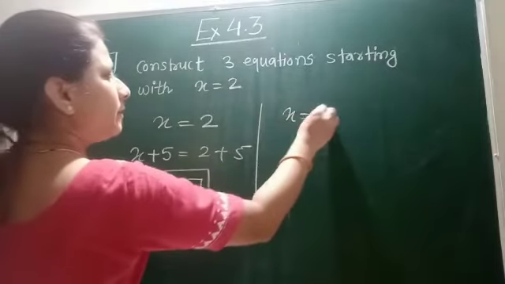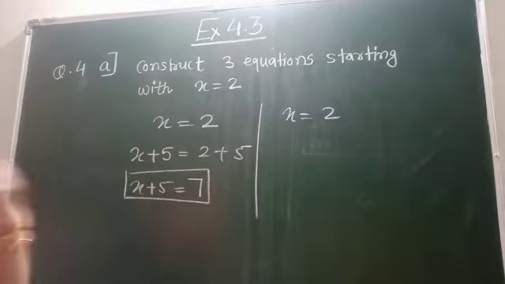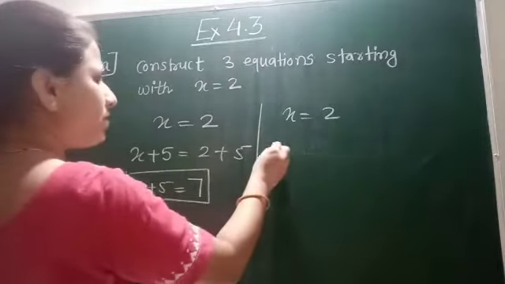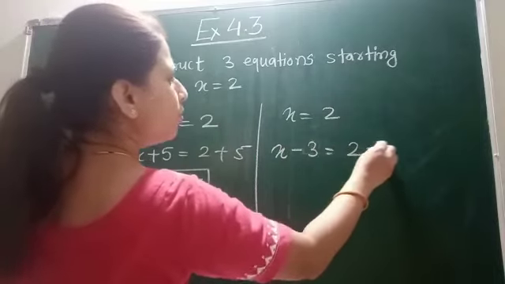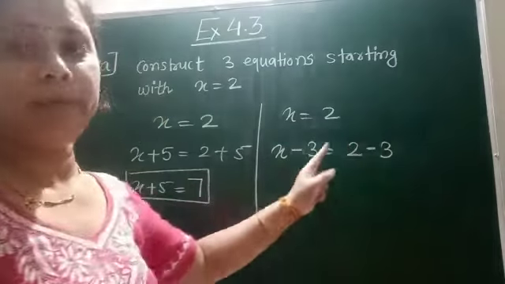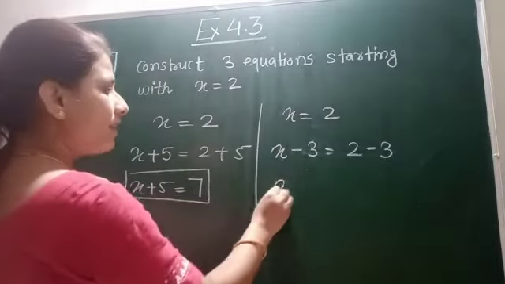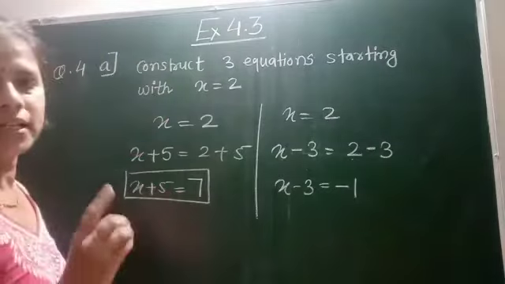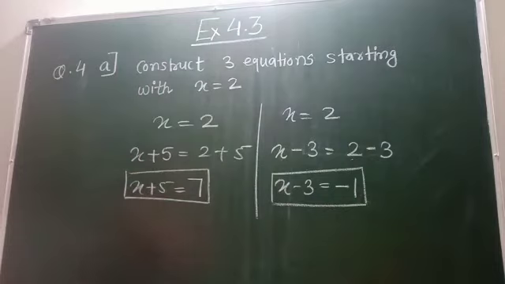Now second. Here we used the addition property, now I am using the subtraction property. What number can we subtract? You can subtract any number, say 3. But what is the condition? You have to subtract the same number on both sides. So x minus 3 equals 2 minus 3. What will we get? x minus 3 equals 2 minus 3, it means minus 1. So this one is our second equation.